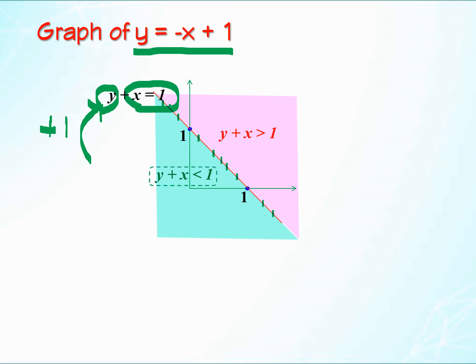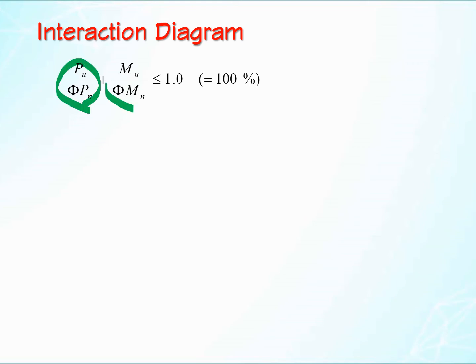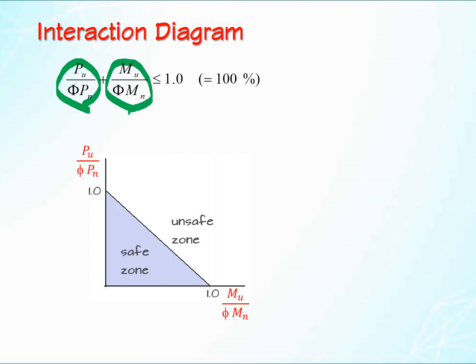So please pay attention that when you draw this line, the left-hand side is smaller than 1. Okay, interaction diagram. Let's look at this as y and this as x. Then the interaction diagram is like this. This is y and this is x, and my graph is this.